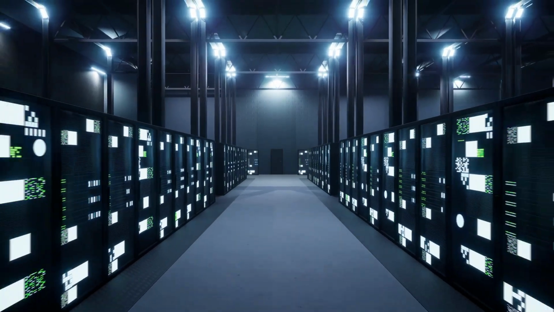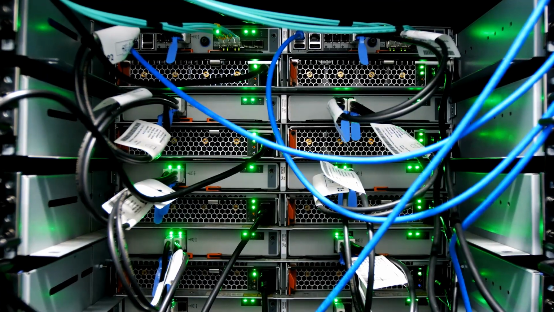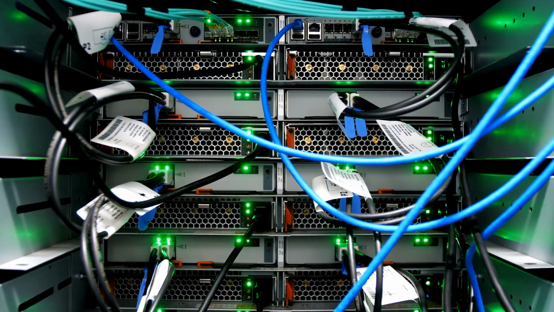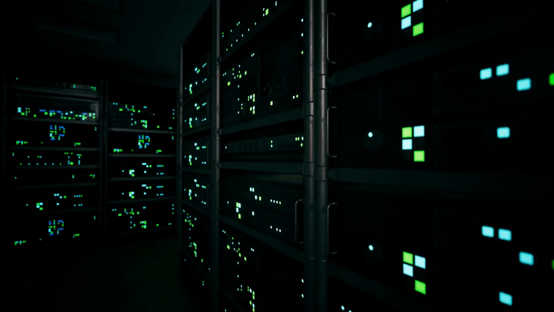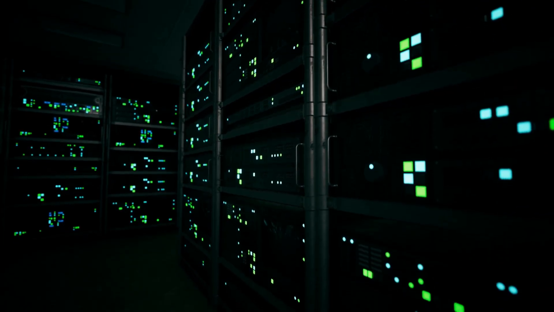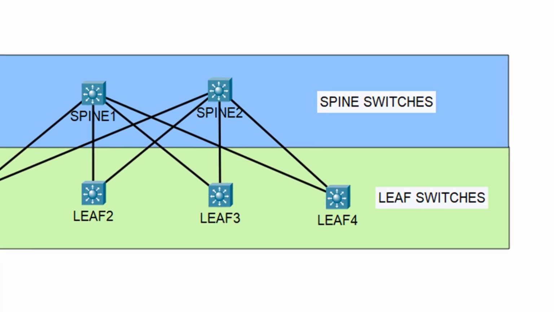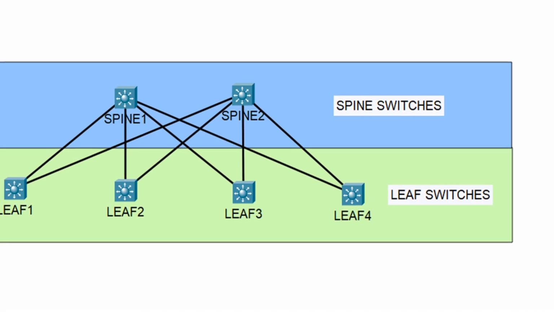Imagine a data center filled with racks of servers, storage devices, and appliances. These systems need a network that can deliver fast, predictable, and scalable connectivity because applications depend on moving huge amounts of data between servers, often in real time. In a spine-leaf topology, the network is organized into just two layers. The leaf layer, where all devices in the data center, such as servers, storage systems, and other network appliances, connect.